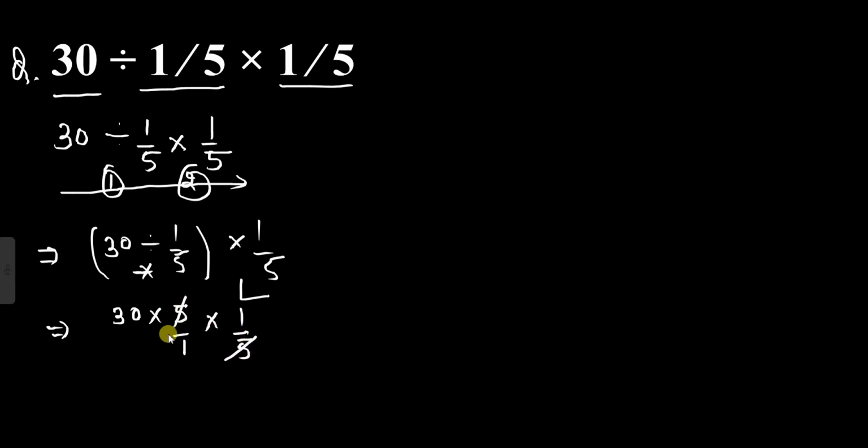So 5 cancels out with 5, right? 30 times 1 equals 30. This is the right answer.